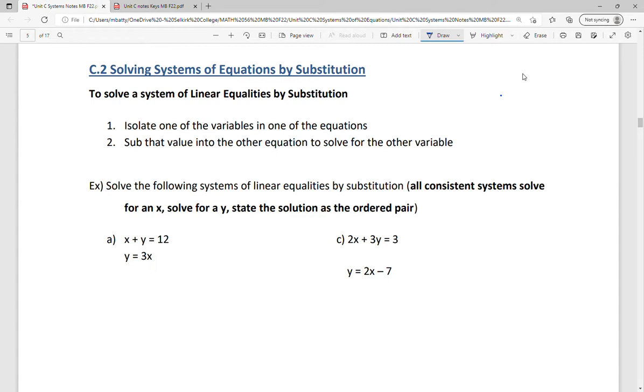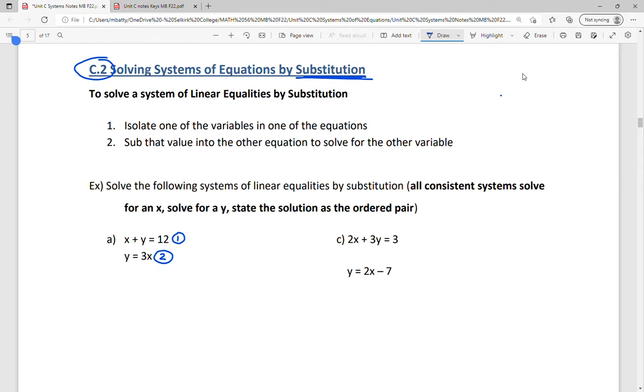We're going to move into C2 and C3 in an algebraic approach to these. And so we're going to still be dealing with these systems of equations, but we're going to have a different strategy to figure out what the solution to these systems are. And so the first process that we're going to learn in C2 is solving through substitution. Basically, what we're going to do is take the two equations and substitute one into the other.